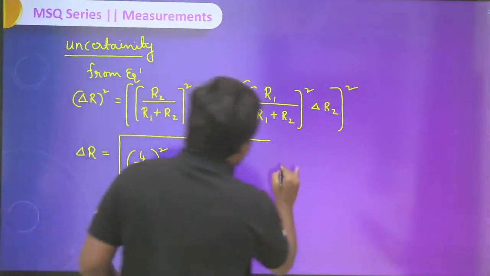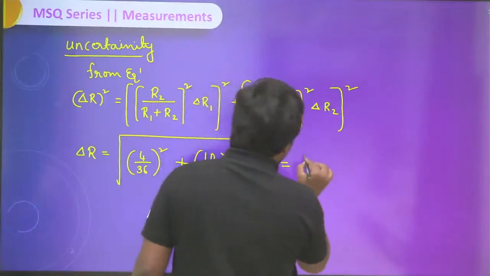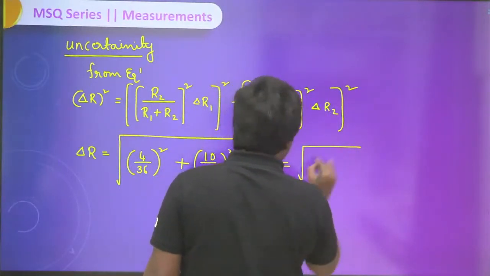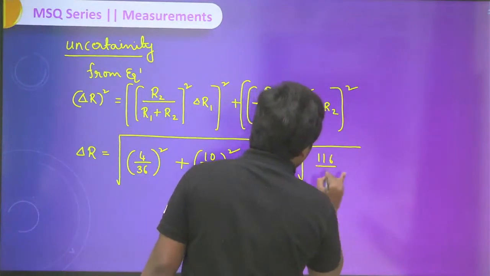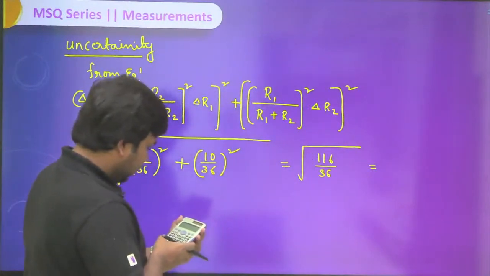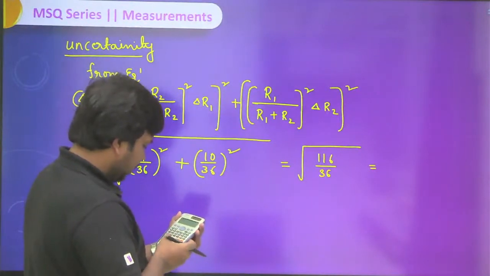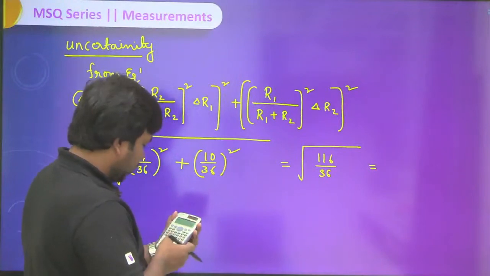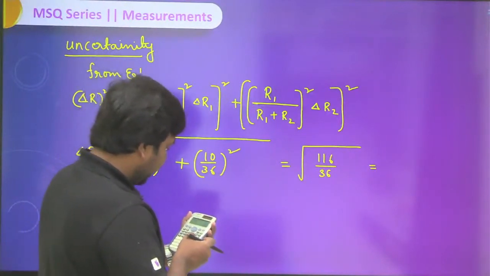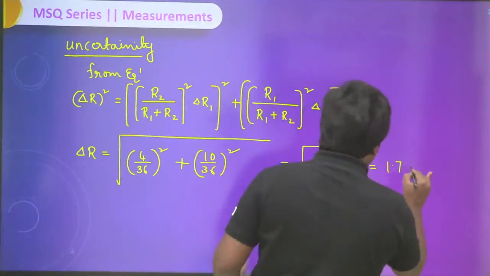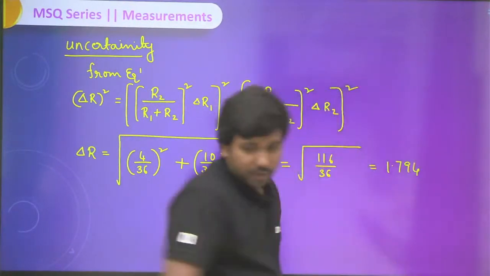So use your brilliance, it is simple math only here. I hope every one of you can solve this easily. 16 by 36 and 100, 116 divided by 36 here, clear? So 116 divided by 36, what would be the value here? It is 29 by 9, under root of 3.22. So the final answer I'm writing here is equal to 1.794. Clear? So this is uncertainty.